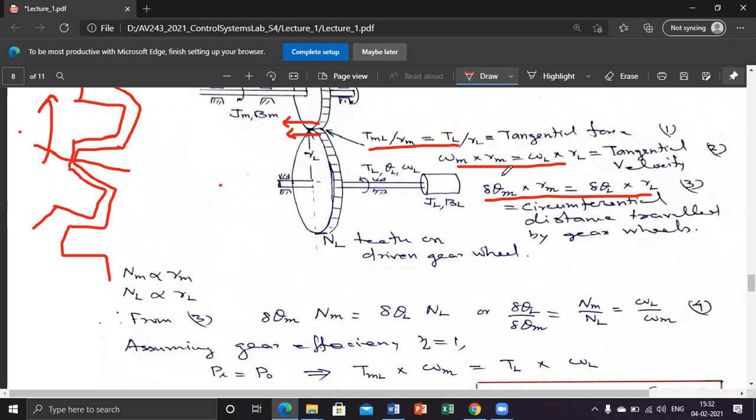Another is we already have the other equation, RM by RL equals omega L by omega M. Here also you can substitute NM and NL for that, and you can get this relationship. Okay, sir.